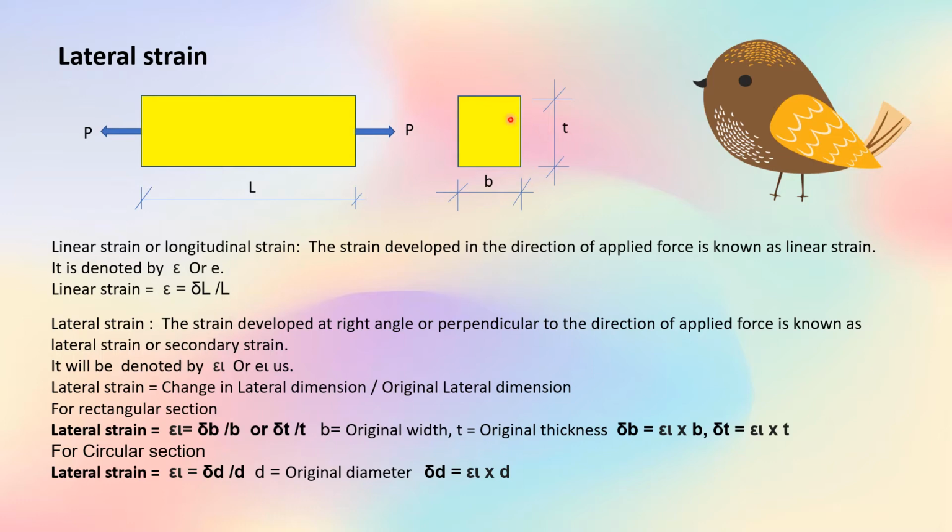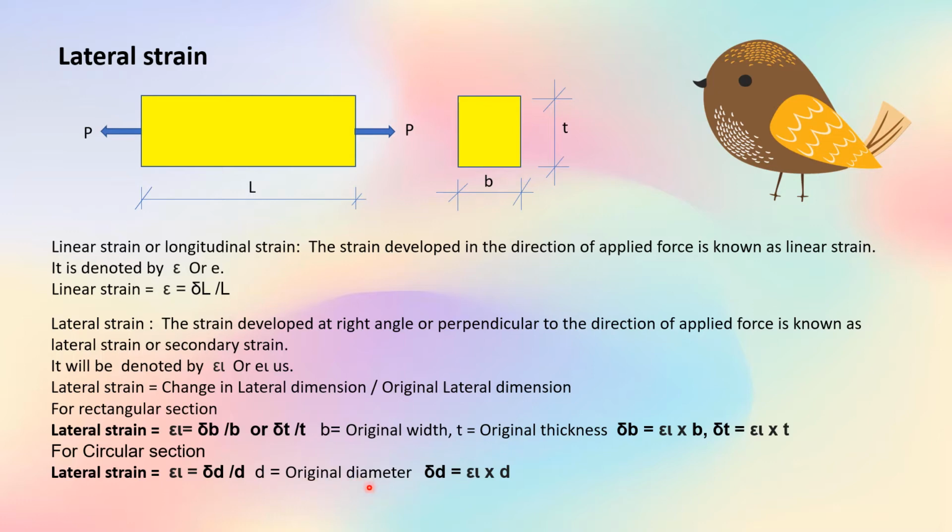Now here this section is rectangular. Instead of that, if it would have been a circular section, since the section of the rod is circular, then the lateral strain will be delta D upon D, where D is the original diameter.